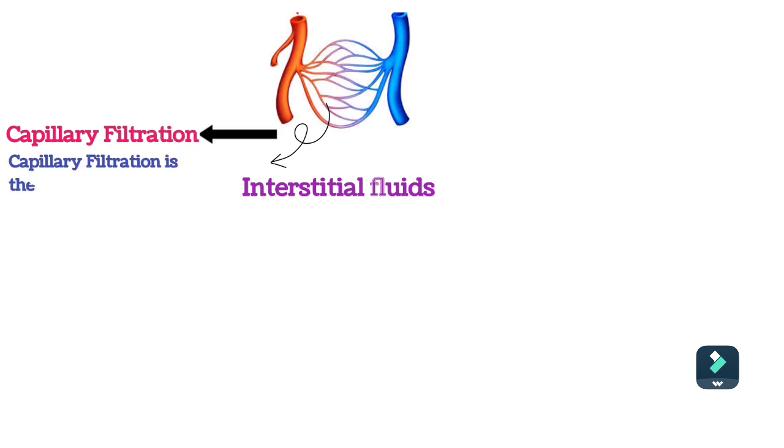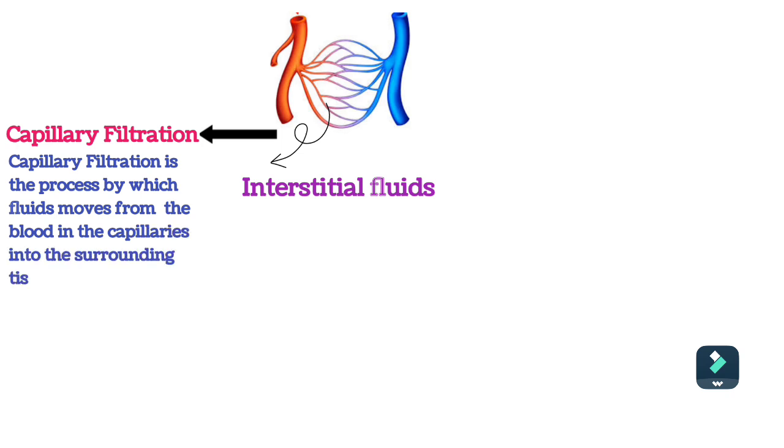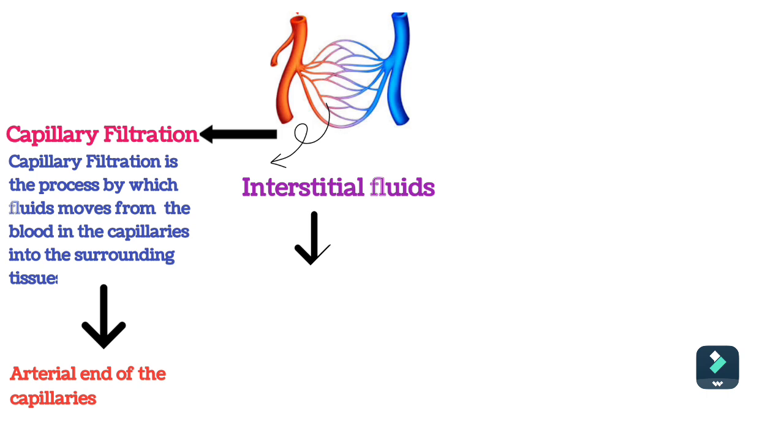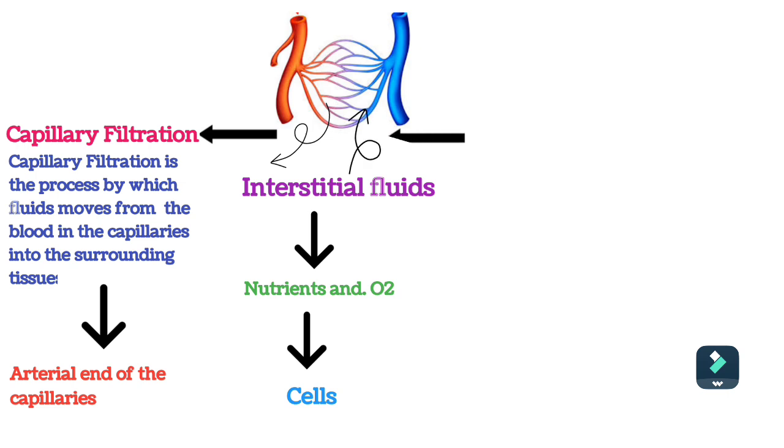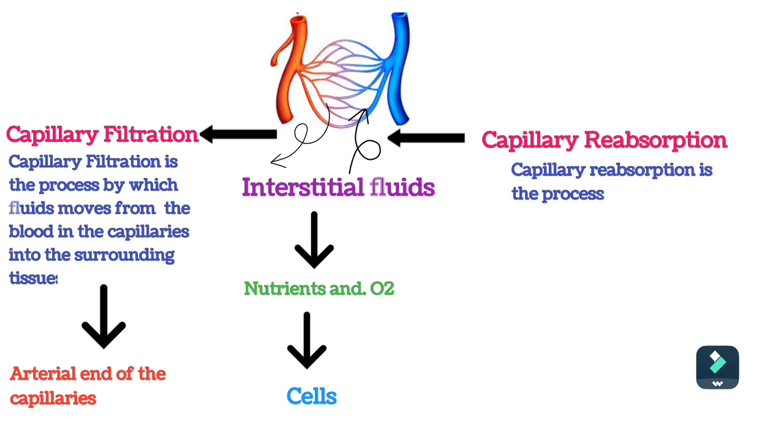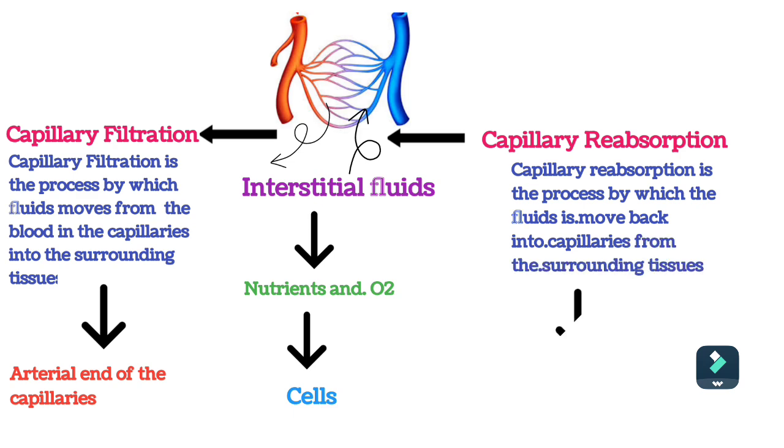Capillary filtration is the process by which fluid moves from the blood in the capillaries into the surrounding tissues. This occurs at the arterial end of the capillaries. The interstitial fluid provides nutrients and oxygen to the cells of the tissues. After providing these, the interstitial fluid is reabsorbed back into the venous end of the capillaries. This process is called capillary reabsorption. Capillary reabsorption is the process by which fluid moves back into the capillaries from the surrounding tissues. This occurs at the venous end of the capillaries.